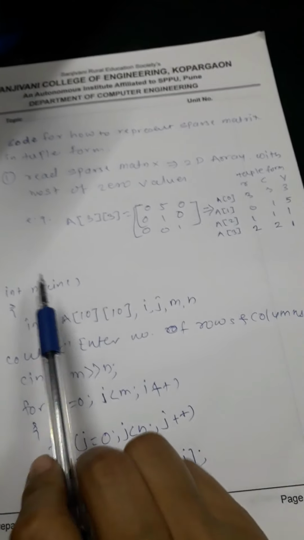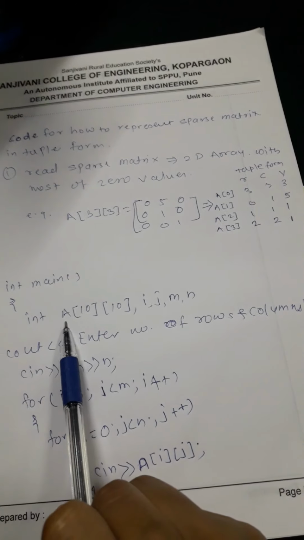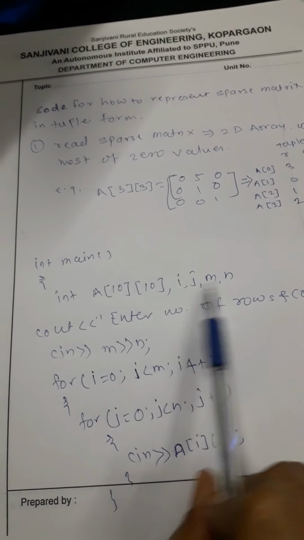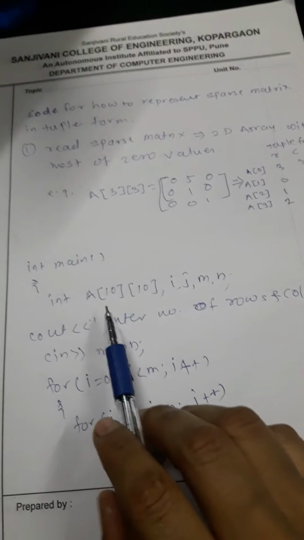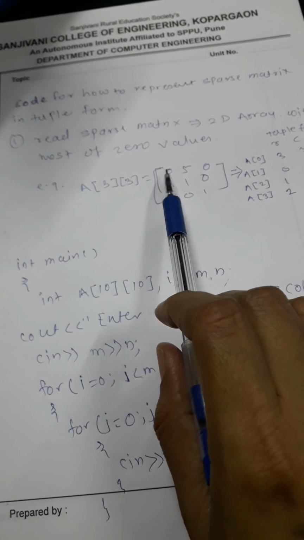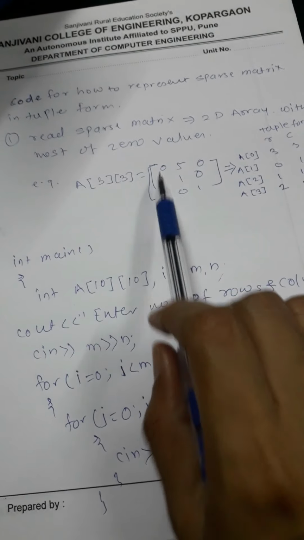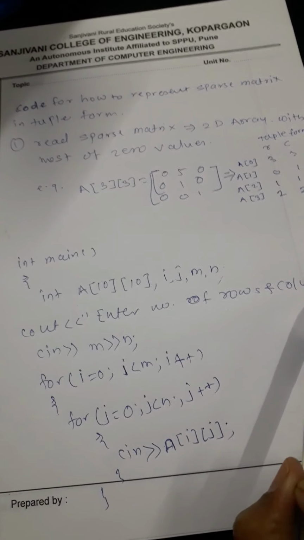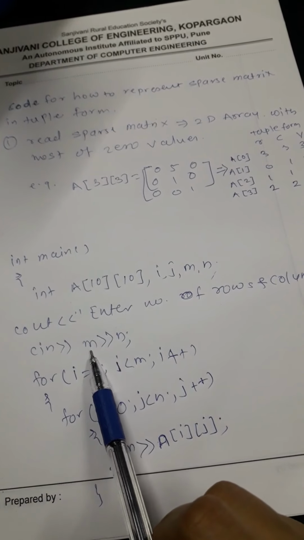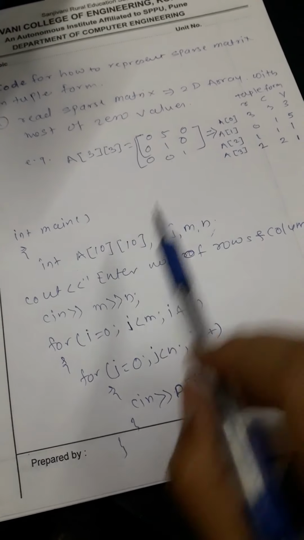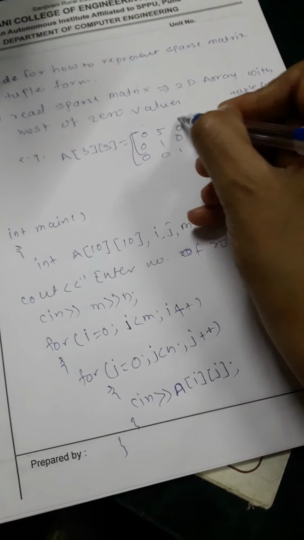Now, first of all, we need to read this matrix. For that, we are taking the main function. In that main function, we are declaring one array, a, with the maximum row size and maximum column size, and then some temporary variables. To read this matrix, we first need to declare the number of rows and number of columns. So here we are entering the number of rows and columns and reading them into variable m for rows and n for columns. Then one by one we are entering the values, and those values get stored in specific locations.